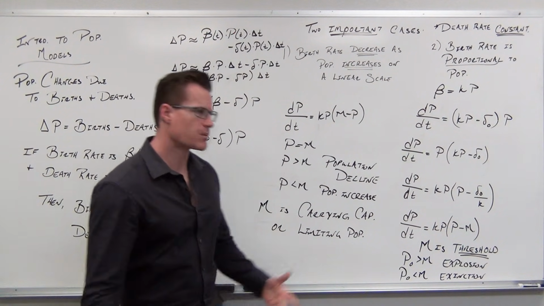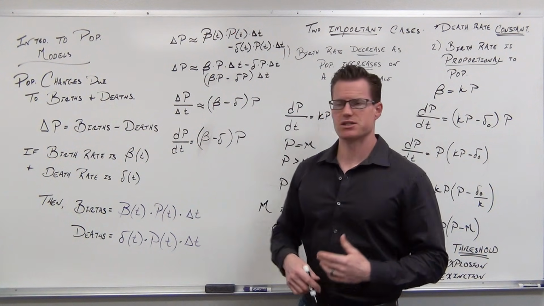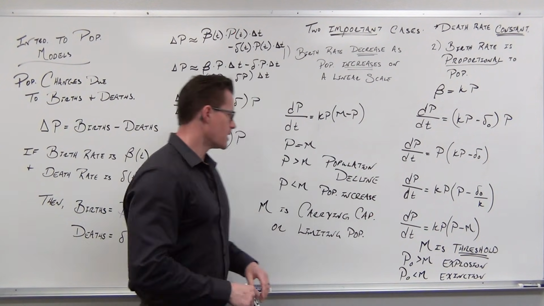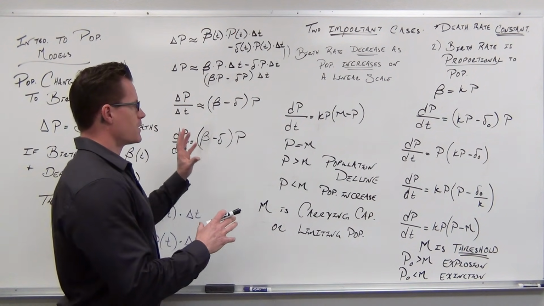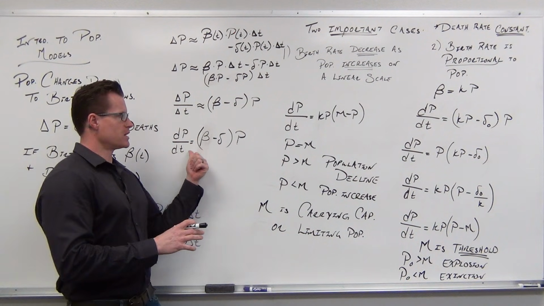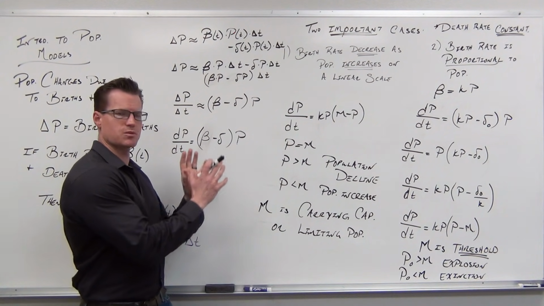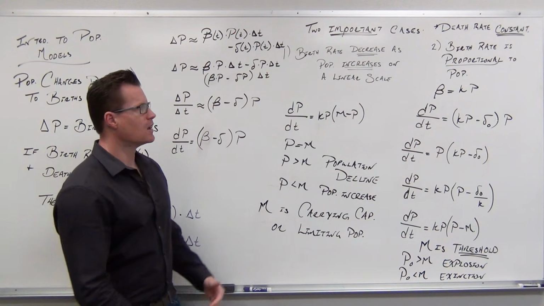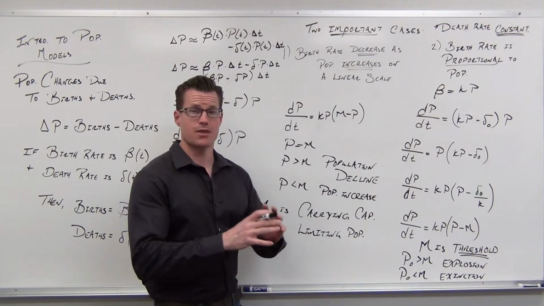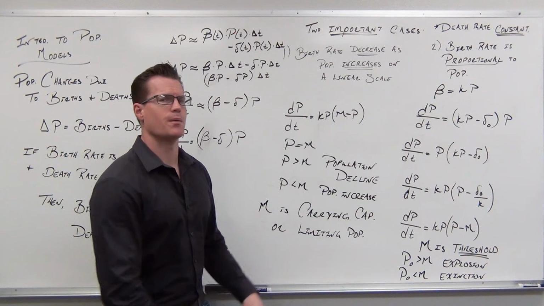Here's a few things. Number one, the way that population changes is related to births and deaths. It's pretty obvious. Number two, the rate at which our population is changing is a birth rate minus death rate times population. Somehow it's proportional to this in some manner. We have two very important cases. There are a lot more cases, but here are two really common ones.